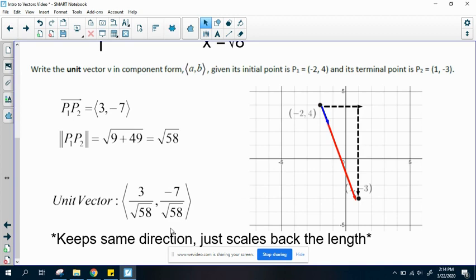Because now, if I were to square the 3 over root 58, I would have 9 over 58. And if I were to square this, I would have 49 over 58. And since you have a 58 and a 58, you can add the top.